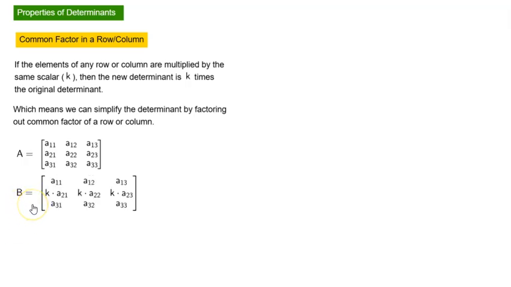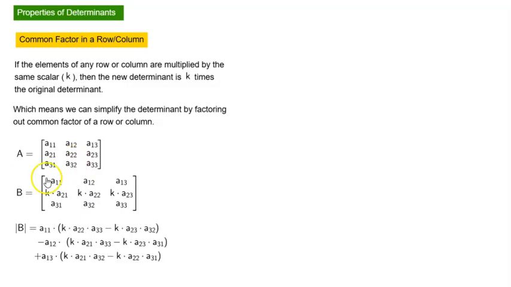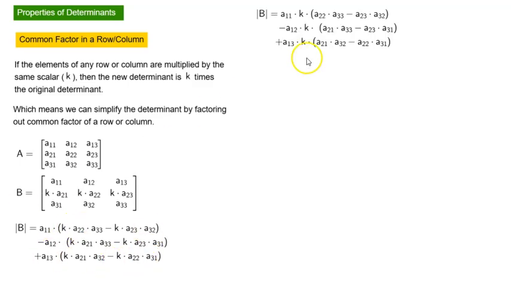Let's say B is equal to A11, A12, A13. That means the first row of A and B are the same. Similarly, the third row of each is also the same. But the second row in B is a k multiple of the second row of A. So now, following the normal process, we evaluate the determinant of B. And here you will notice that every term has k as a common factor. So let's take that out.